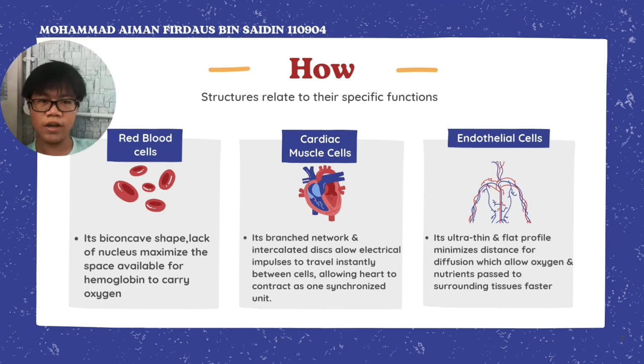And as for the endothelial cells, their ultra-thin and flat profile minimizes the distance for diffusion, which allows oxygen and nutrients to pass to surrounding tissue faster.